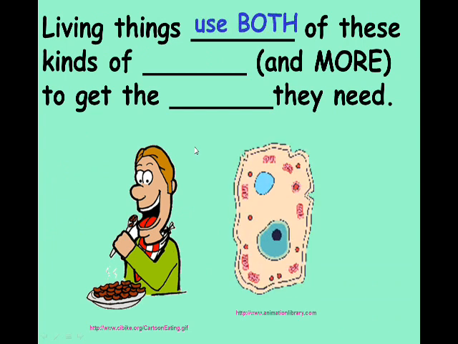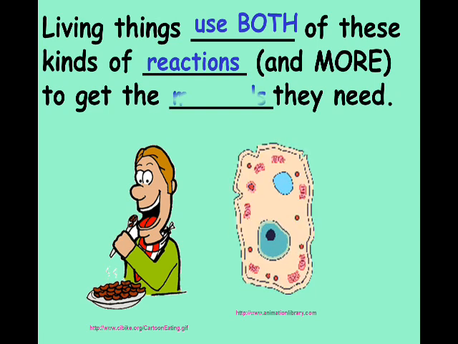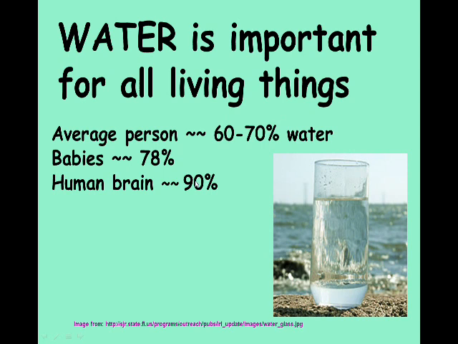Living things use both kinds of reactions, the build-up reactions and the break-apart reactions, to get the materials that they need from the food that you eat and use those materials in your body. Water is one of the most important molecules found in living things. The average person is about 60 to 70% water. Most of your cells, most of your body, think your blood, all the tissues are mainly water. Babies are a lot juicier. They have even more water than grown-ups. And certain body parts have even more water than others. For example, your brain is about 90% water.